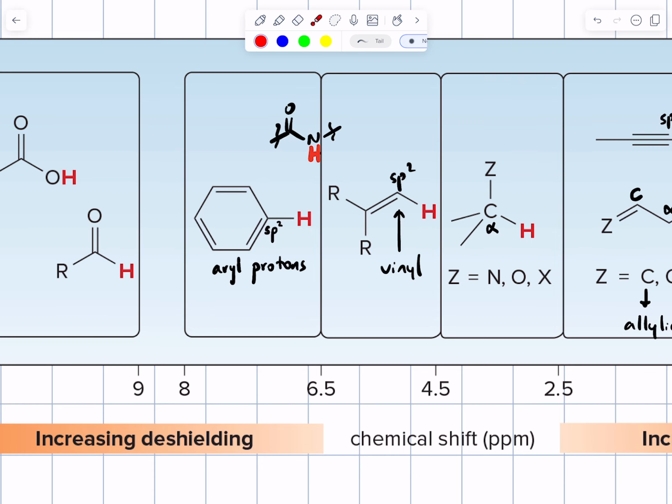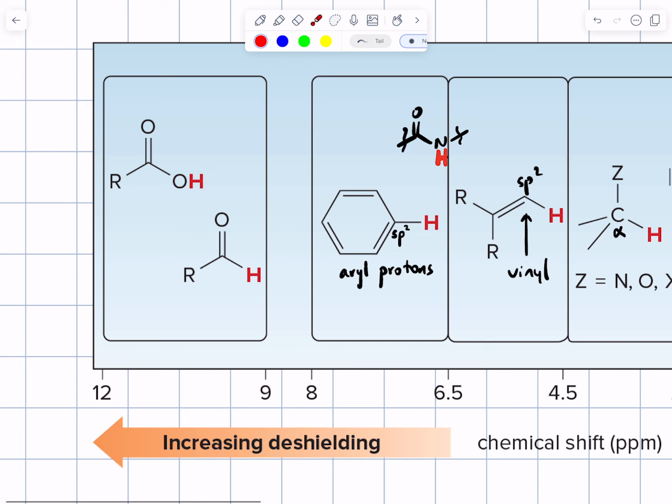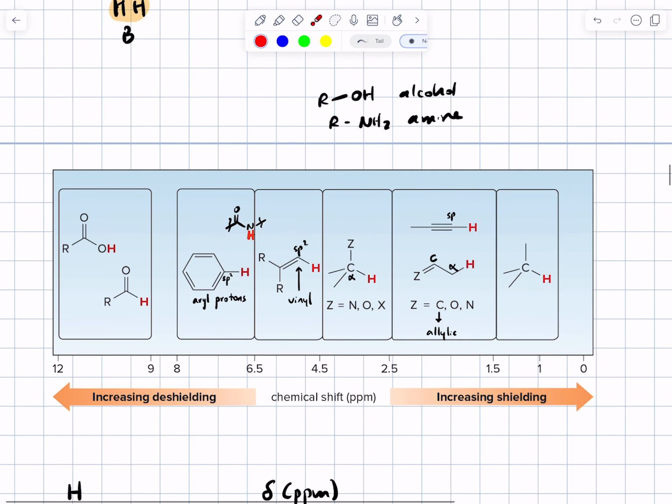Then in the higher end of the spectrum, from around 9 to 10 ppm, you can get a proton from an aldehyde. And then in the region from 10 to 12 ppm, you can get a carboxylic acid proton, a proton directly attached to an oxygen.